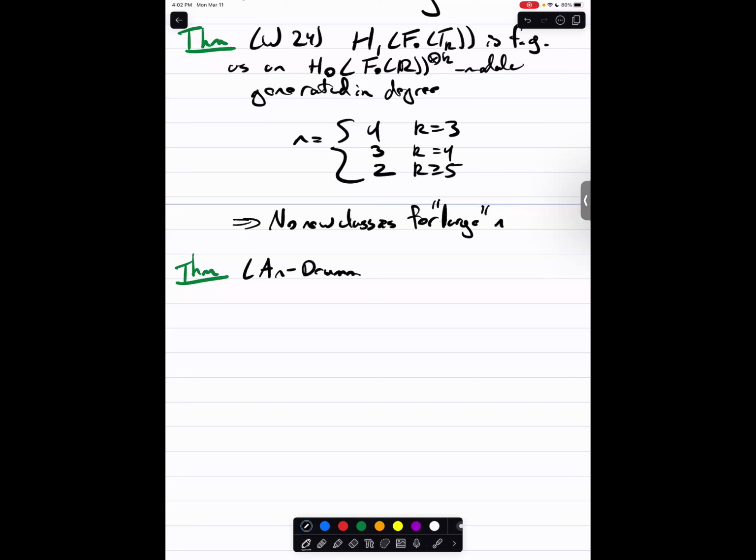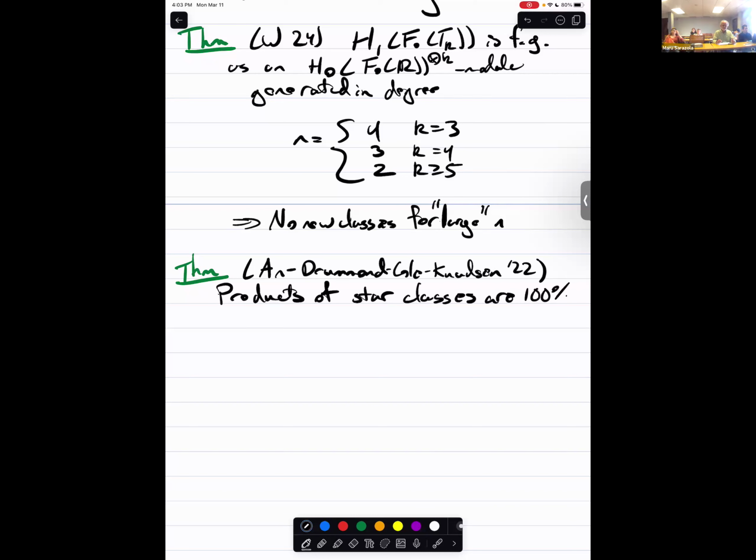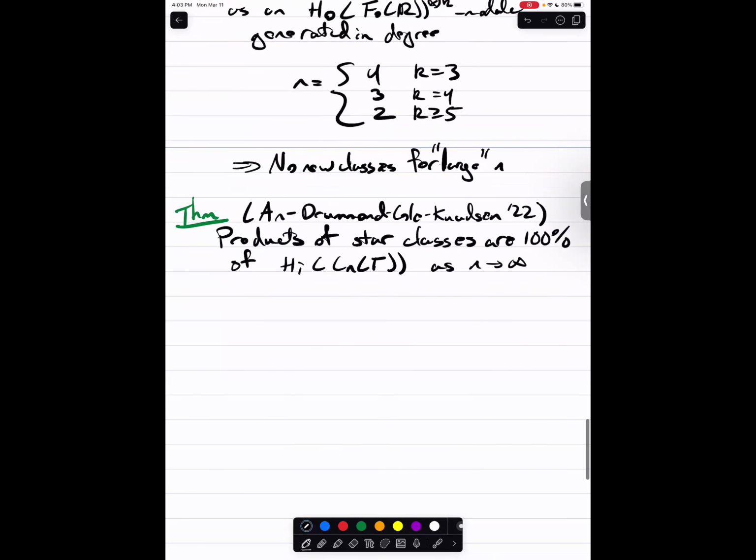Drummond-Cole, Knudsen. And this is a result in 2022, and says products of star classes are 100% of H_i of the unordered configuration space of particles in gamma as n goes off to infinity. And so some things to note over here. How do we take a product?